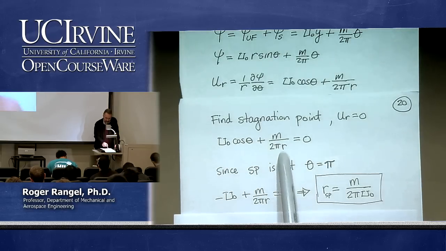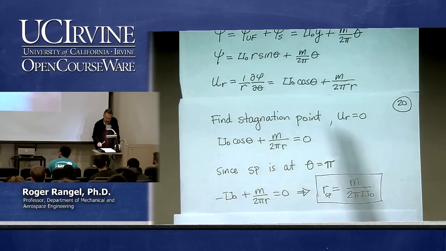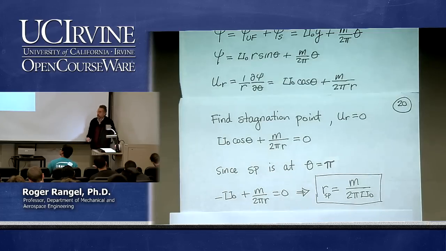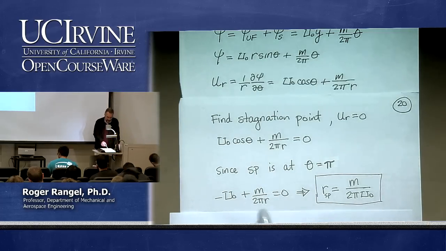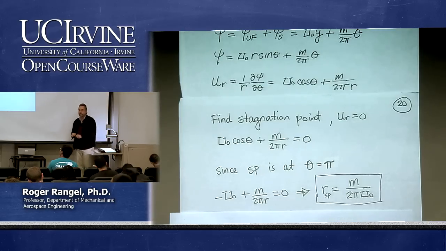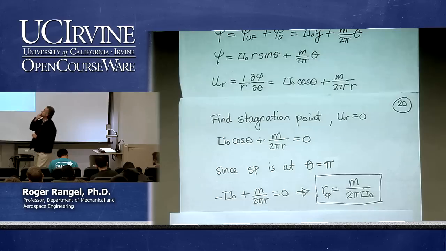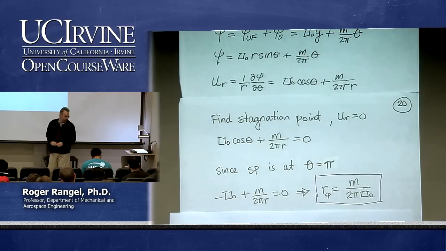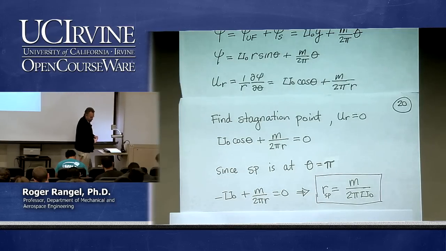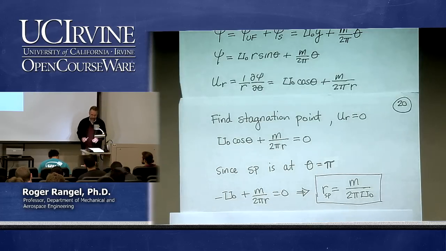The radial velocity due to the source doesn't depend on theta, right? It's the same everywhere, so that stays as m over 2 pi r. And I'm setting that equal to 0, and then if I solve, I get the radial location of that stagnation point. It's located at m over 2 pi u naught.